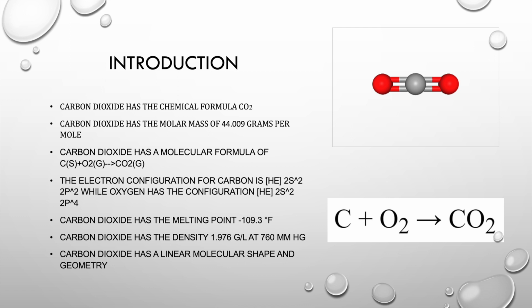The electron configuration for carbon is helium 2s2 2p2, while oxygen has the configuration helium 2s2 2p4. Carbon dioxide has a melting point of negative 109.3 Fahrenheit. CO2 also has a density of 1.976 grams per liter at 760 millimeters of mercury. Carbon dioxide also has a linear molecular shape and geometry.